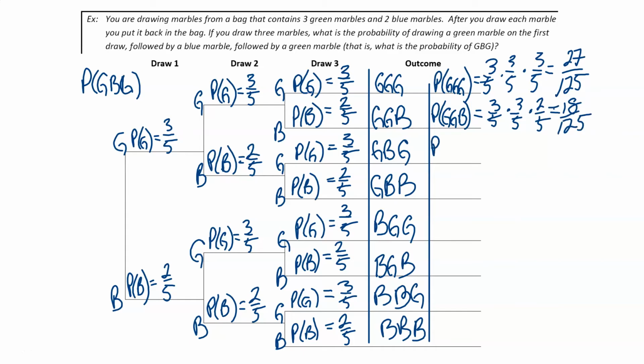We'll do one more. The probability of green, blue, green, which is 3 out of 5 times 2 out of 5 times 3 out of 5 again, which is the same as the one above, 18 out of 125. And we continue that process down through the rest of the calculations for each of the branches in the tree.